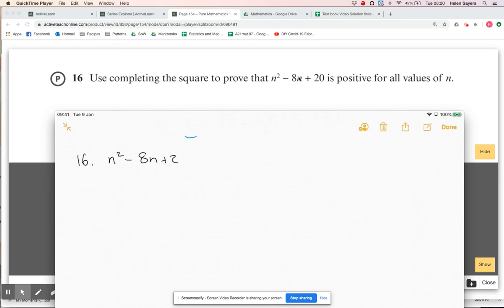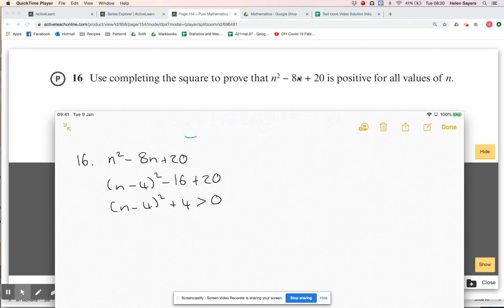Right, so this is the quadratic. They've told me to complete the square, so I might as well crack on with that. So that would be n minus 4 all squared minus 16 plus 20. So, even if I wasn't sure about the proof, I'm going to be able to get some marks for that. Okay, and they're asking me to show that that is always positive. So basically, I'm trying to show that that is always greater than 0.